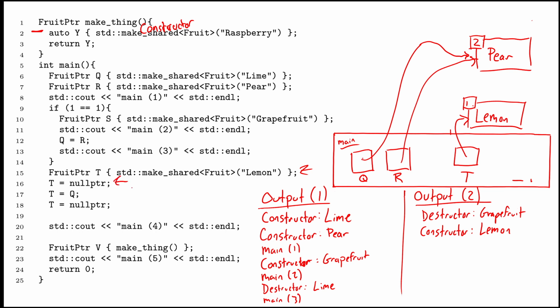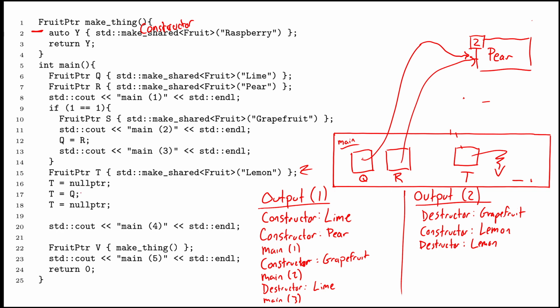Line 16, I set T to point to nothing. Okay, so I'm modifying a smart pointer. So I first adjust the reference count for what it used to point to. Now lemon has nothing pointing to it, so I destroy it. So destructor for lemon. And then I erase the object. And then I set t to point to nothing. So t is going to be a null pointer. I usually draw those like this.